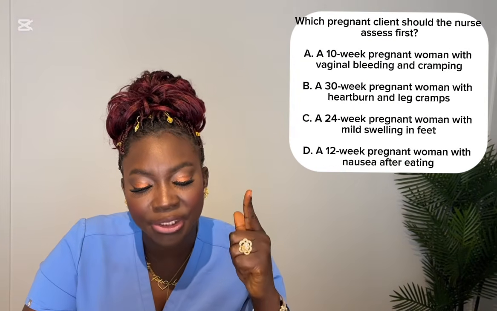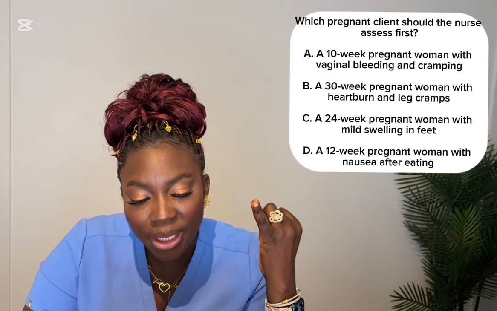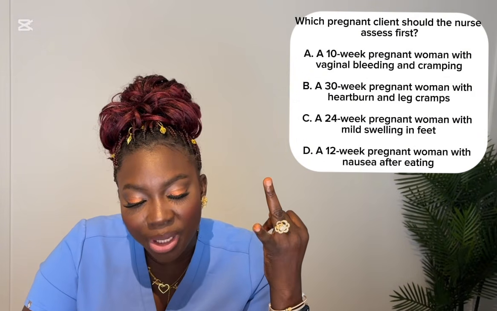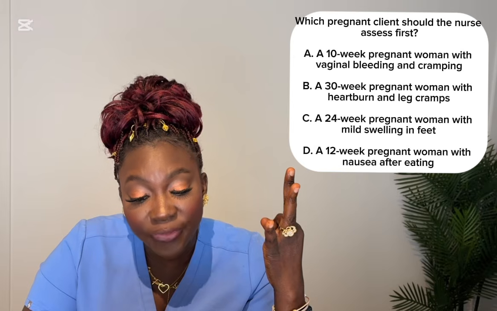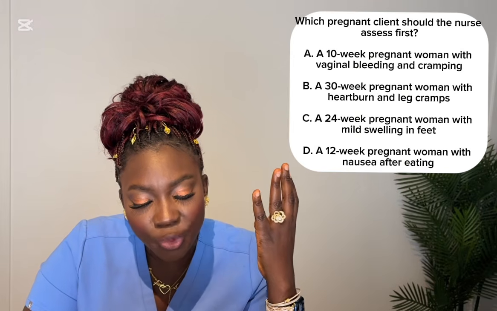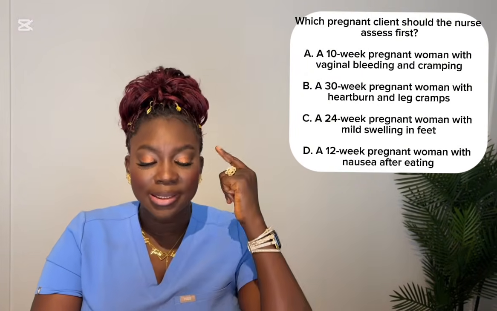Let's go. Which pregnant client should the nurse assess first? A, a 10-week pregnant woman with vaginal bleeding and cramping. B, a 30-week pregnant woman with heartburn and leg cramps. C, a 24-week pregnant woman with mild swelling in the feet. And D, a 12-week pregnant woman with nausea and vomiting. Now, guys, the right answer is A.